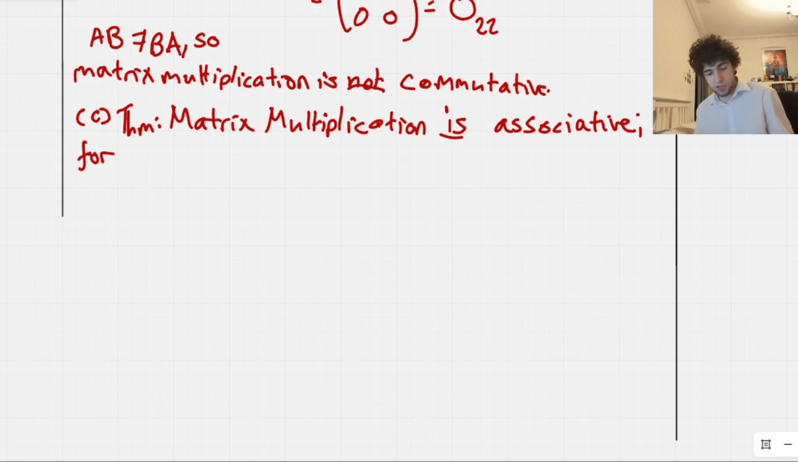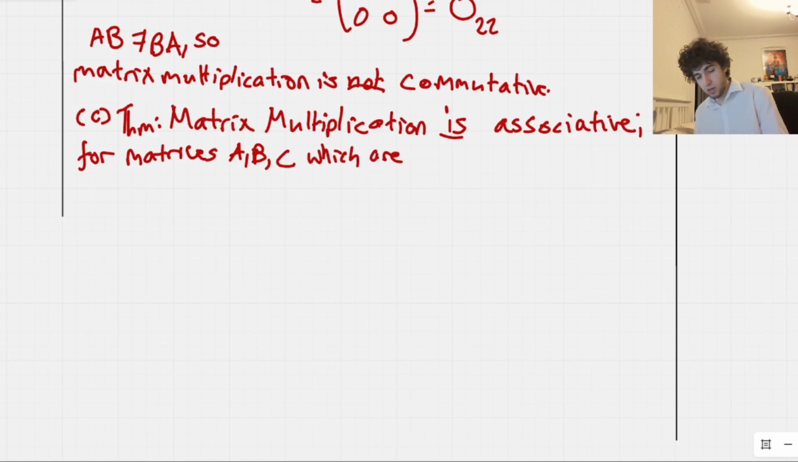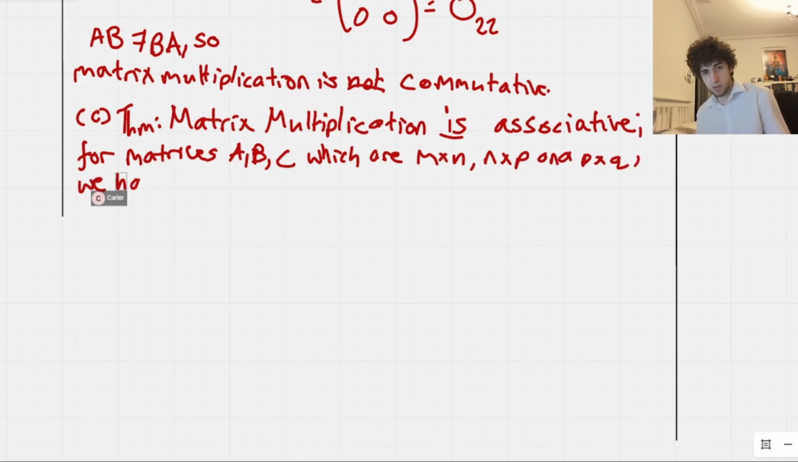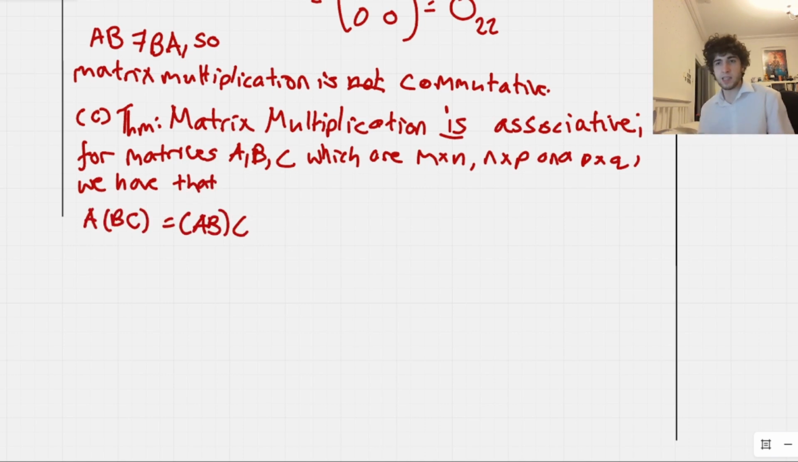So for matrices A, B, and C, which are m by n, n by p, and p by q, respectively, we have that A multiplied by the product BC is equal to AB multiplied by C. So we can exchange these brackets and the result stays the same. That is just what associativity says.